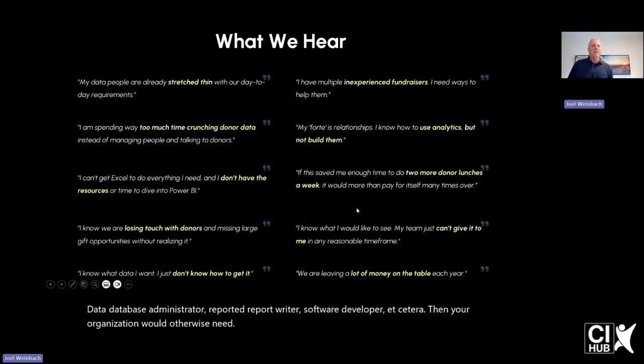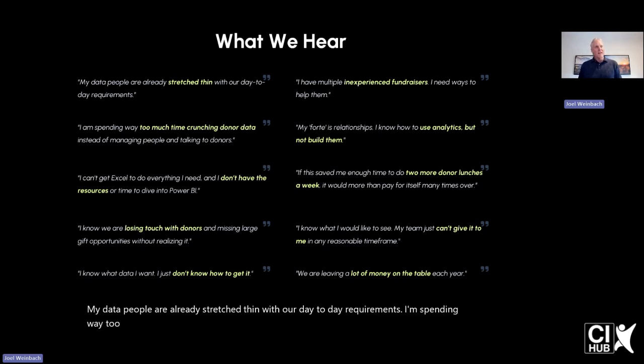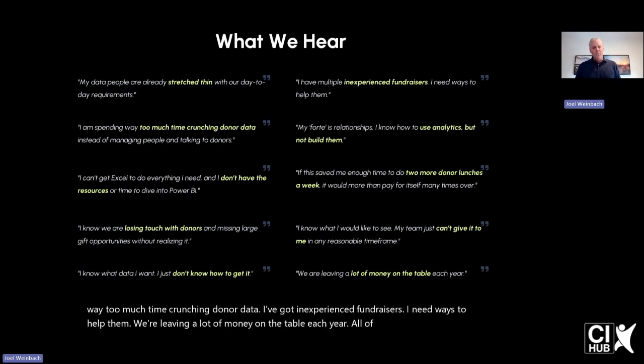This is what we hear all the time. My data people are already stretched thin with our day-to-day requirements. I'm spending way too much time crunching donor data. I've got inexperienced fundraisers. I need ways to help them. We're leaving a lot of money on the table each year. All of these are comments that have come from our customers and people we've talked to at various nonprofits. And this is what we set out to solve.